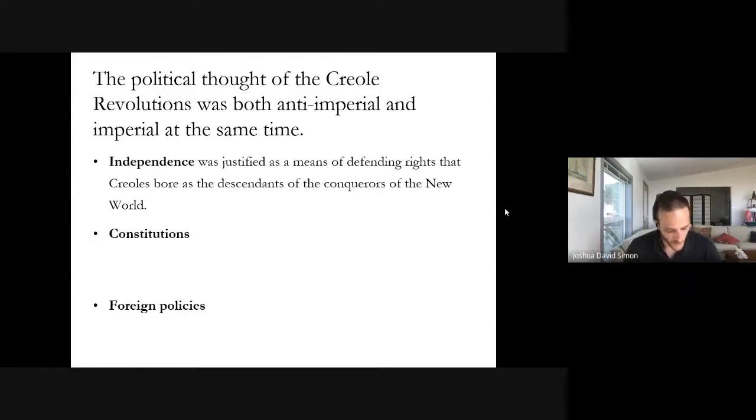But Creole political theorists struggled explicitly to reconcile these tendencies, and they ultimately rested their case for independence on grounds narrow enough to sustain a critique of European empire that did not extend to the internal affairs of the colonies. So let me try to show you exactly what that looked like.